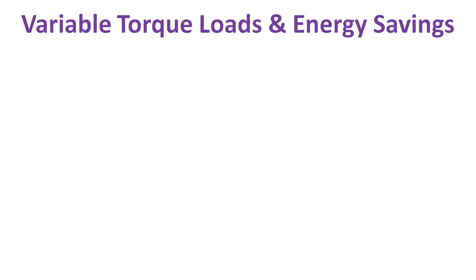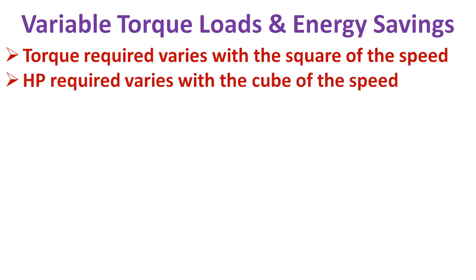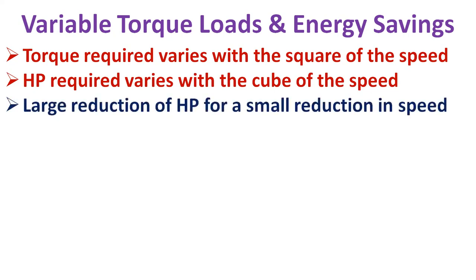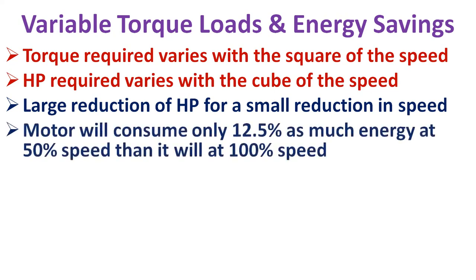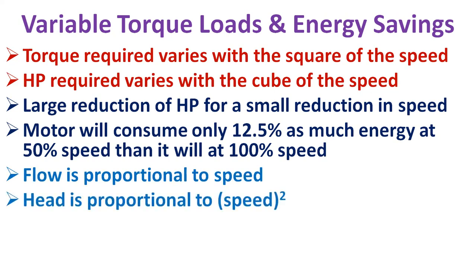Let's see why variable torque loads offer greater energy savings. In variable torque applications, the torque required varies with the square of the speed and the horsepower required varies with the cube of the speed, resulting in large reduction of horsepower for even a small reduction in speed. The motor will consume only 12.5% as much energy at 50% speed than it will at 100% speed. This is referred to as affinity laws, which define the relationship between speed, flow, torque, and horsepower.